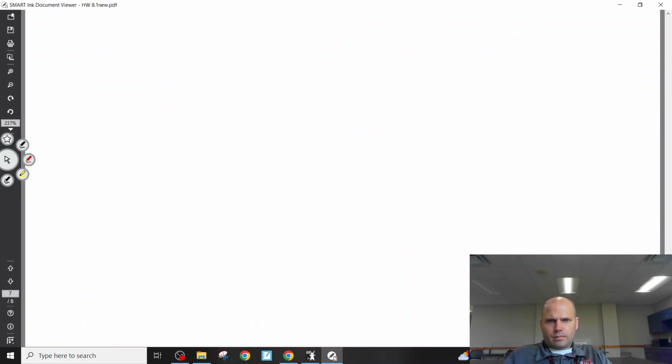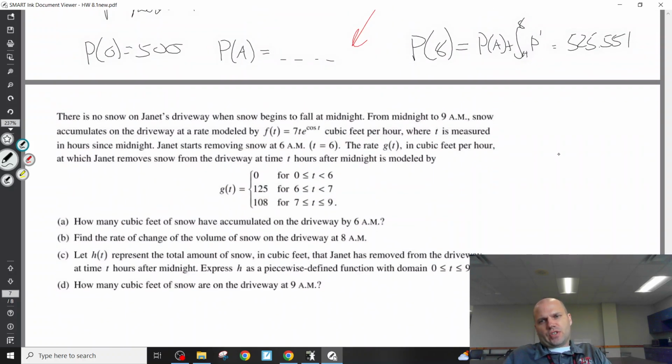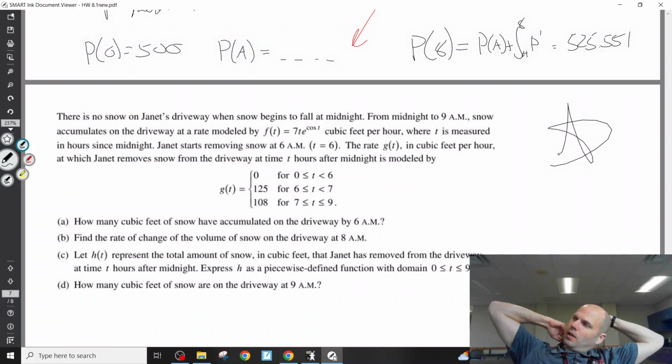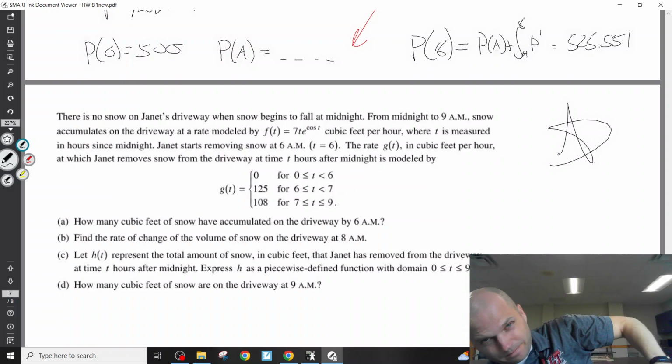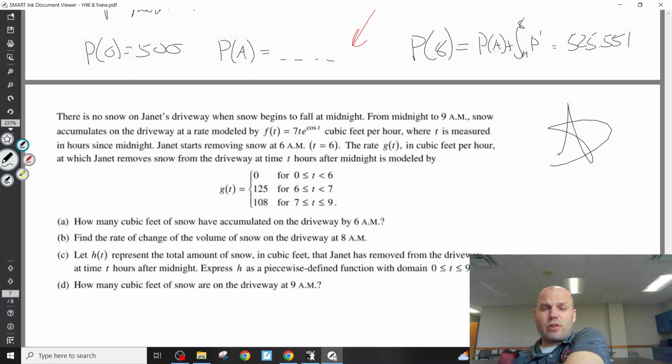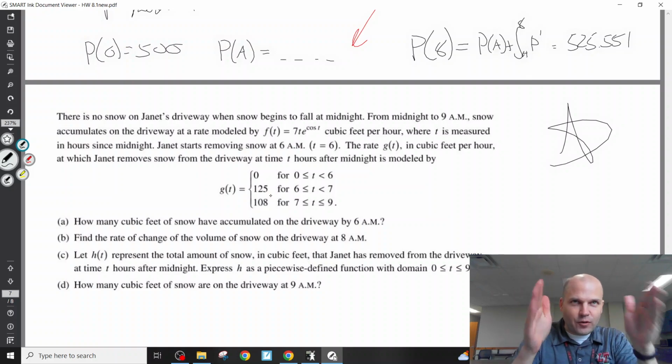Two more? All right. These last two are very important. You're going to have a free response question on your test. There will be a question on your quiz just like this, where it's going to be changing rates, which means you got to use certain rates for certain intervals. You can't use 0, 125, and 108 at the same time. You would need different P primes for different times. Let me just show you.